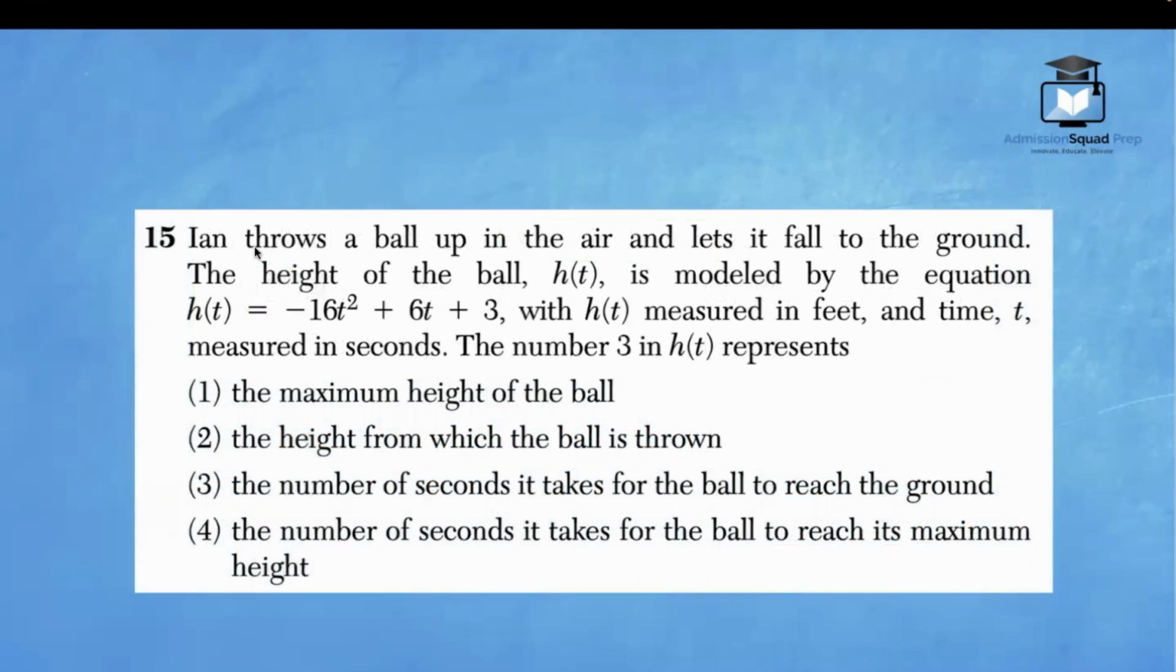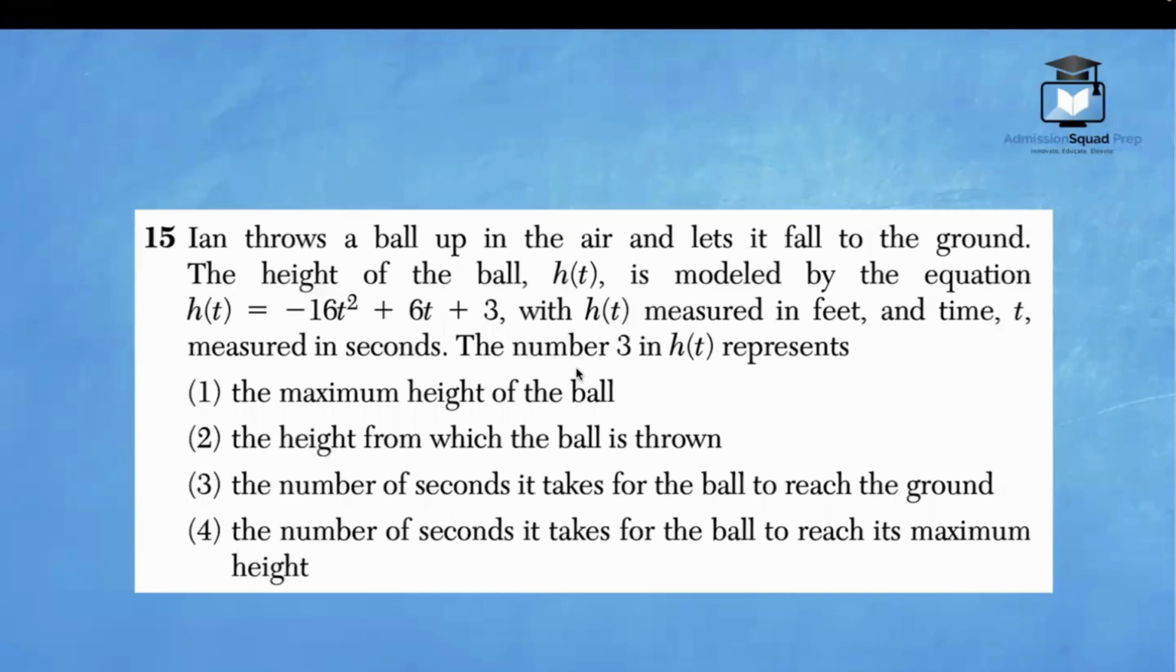Question 15 states, Ian throws a ball up in the air and lets it fall to the ground. The height of the ball, h of t, is modeled by the equation h of t equals -16t squared plus 6t plus 3, with h of t measured in feet and time t measured in seconds.